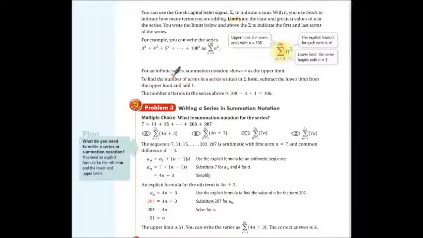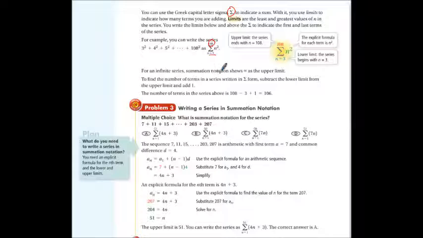So we use the Greek capital letter sigma to indicate sum in all math. With it, we can use limits to indicate how many terms you are adding. Limits are the least and greatest values of n in the series. We write the limits below and above the sigma to indicate the first and last terms. So the upper limit here is 108, and the lower limit is 3. The explicit formula for each term is n squared.